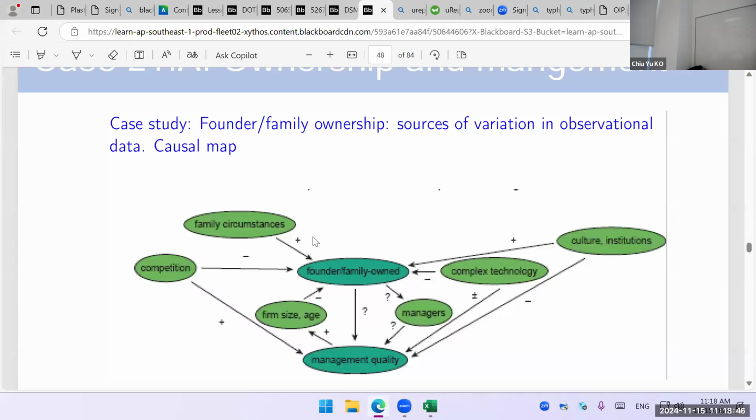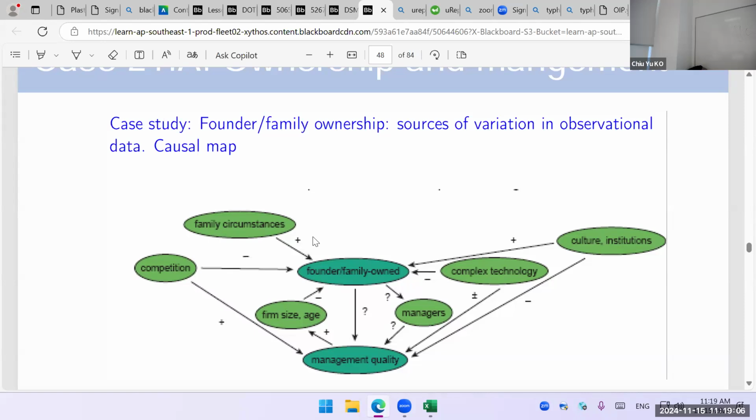And if the management quality is good, likely the firm will stay there and live longer. The firm is bigger, and the firm being bigger and living longer makes it less likely that the family owns it. So there is this graph, which probably comes from our knowledge.